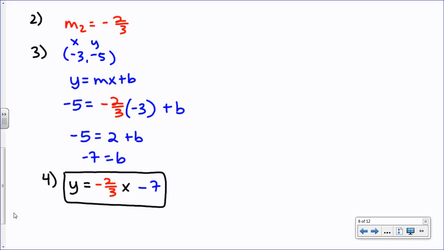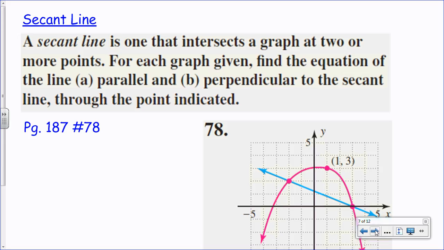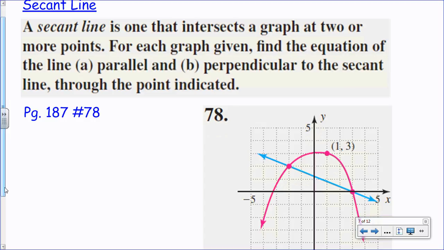A secant line is a line that intersects a graph at 2 or more points. So for the given graph, find the equation of the line parallel and perpendicular to the secant line through the point indicated.